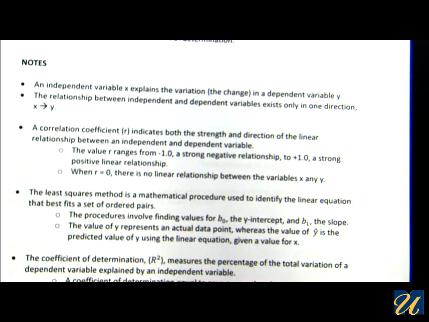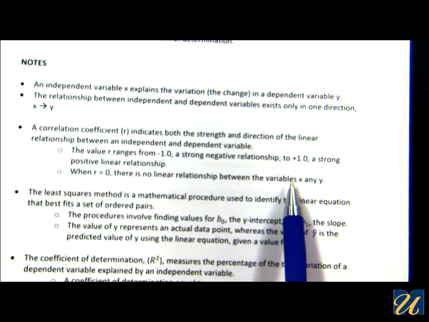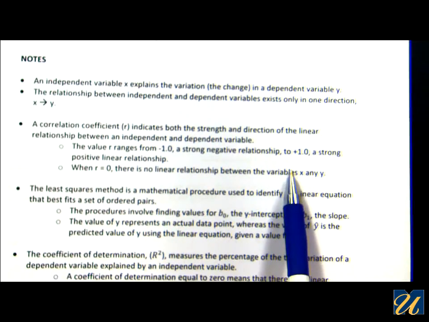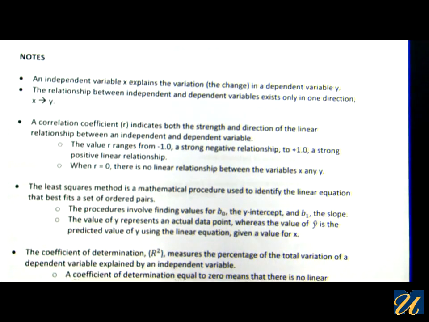When R is equal to 0, there is no linear relationship between the two variables. So just knowing the value of R, and most importantly the sign of R, you are able to determine what type of relationship you have and how strong this relationship is between the two variables.